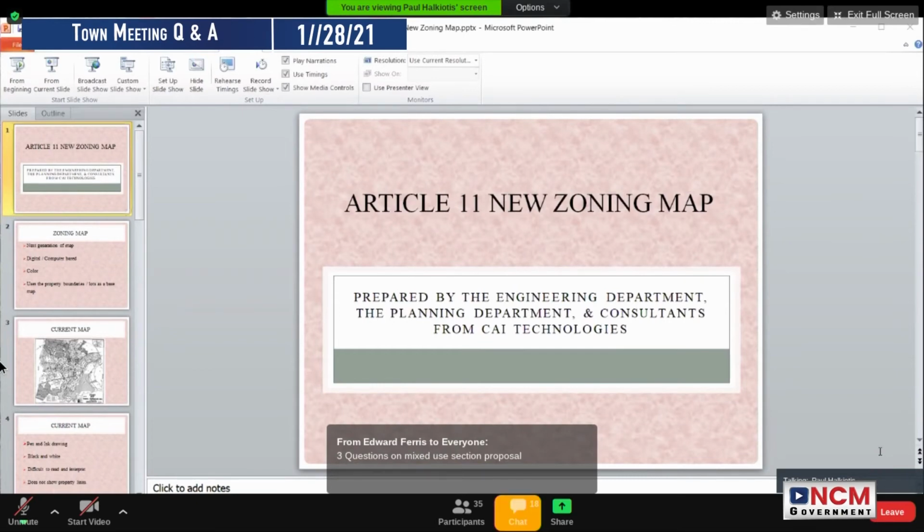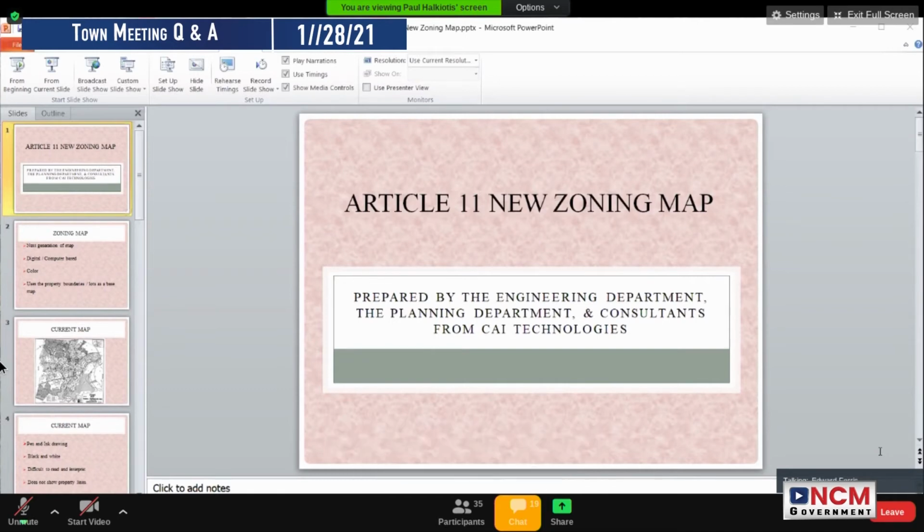I know I threw a lot of information at you all at once, and this is complicated because this particular amendment affects so many different sections of the zoning bylaw. So at this point, I'd be glad to answer any questions. I think first up, we have Ed Ferris, who has three questions. Go ahead, Ed. Hey, thank you.